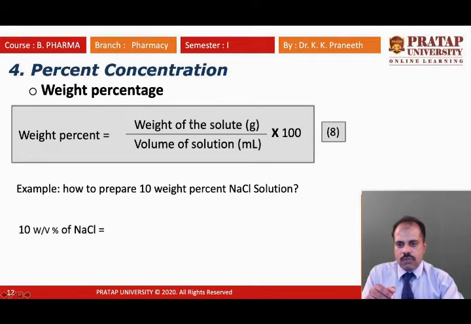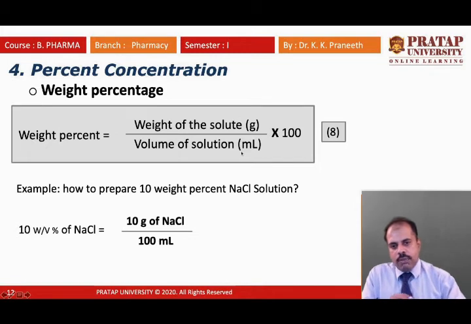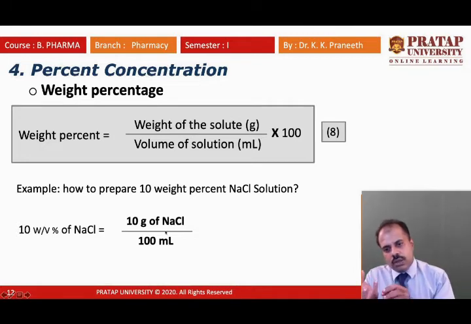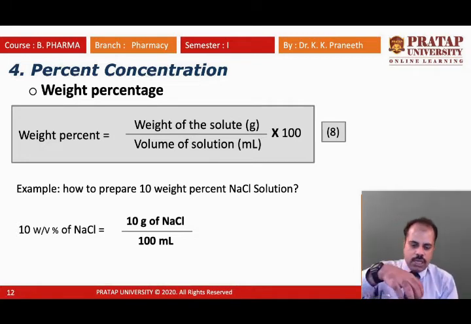So use this formula. We need to find out a 10 weight percentage of sodium chloride, right? For that, we need to dissolve 10 grams of sodium chloride in 100 ml of the solution, the water, to make the total volume. Multiply by 100, you will get 10%, right? 10 divided by 100, multiply by 100, you will get 10%. So this is how you have to make it. You have to take 10 grams of sodium chloride and then dissolve in water and make up to 100 ml. That will be 10%, right? 10 divided by 100 into 100.